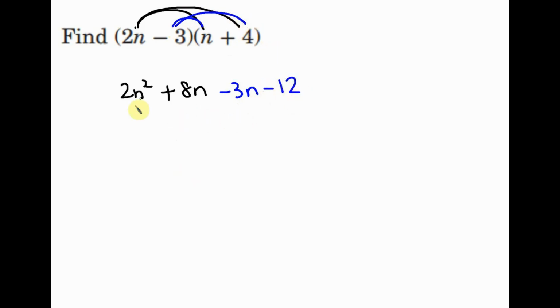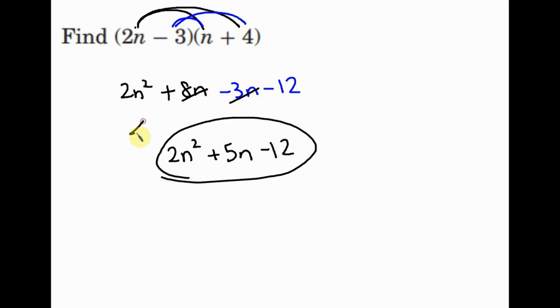Now when you combine them, since 2n squared doesn't have any like terms, I'm just going to write down 2n squared. 8n minus 3n could be combined by writing 5n, and then the last term will be negative 12. This is going to be an expanded form after you distribute.